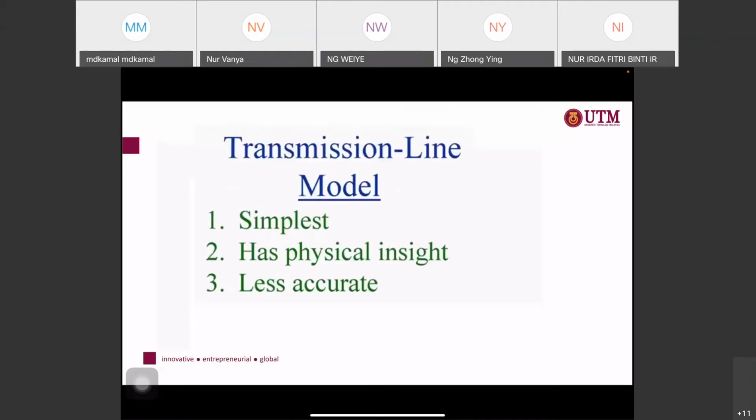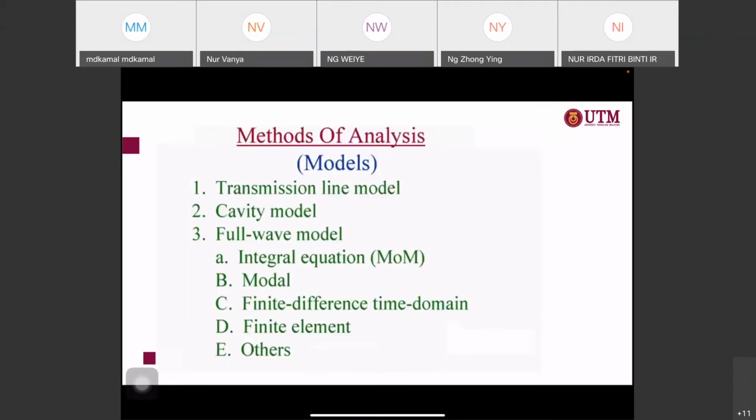Okay, so what you can see here are the microstrip analysis models: we have a transmission line model and a cavity model. These are the different models that I just showed. But we are focusing on the transmission line model only. The rest, if you want to know more detail, you can read from the books.